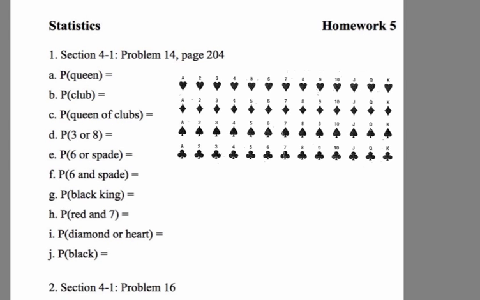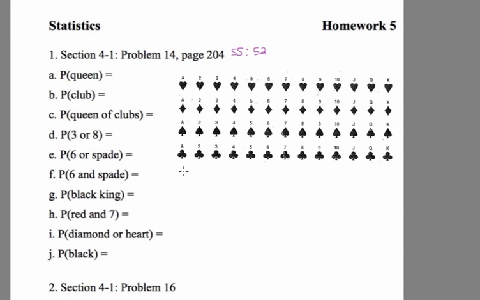Number 1, first, the sample space. If you have a deck of cards, no jokers, your sample space is 52. There's 52 total cards. The hearts and diamonds are red cards. The spades and clubs are black cards.